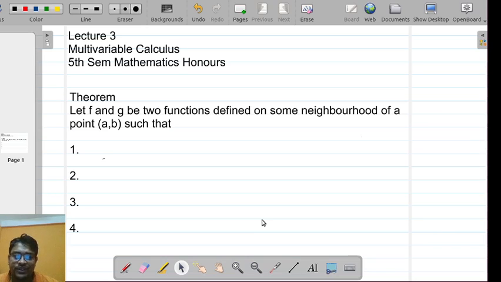Usually it's difficult to solve or evaluate a limit using the epsilon-delta definition. So we need this algebra of limits, or certain properties of limits, with the help of which we can solve many of the problems.